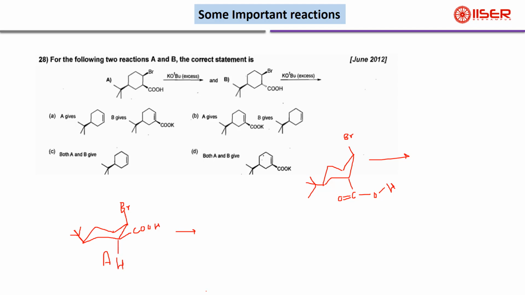You know that in case of E2 elimination you need an anti-periplanar arrangement. So there is a proton available. So this will go here and this will be eliminated. And as the reaction is in potassium tertiary butoxide, our acid will be deprotonated and a salt will form. So it will be like this.